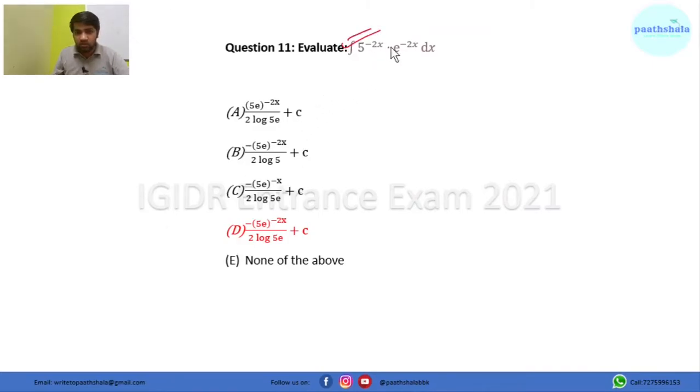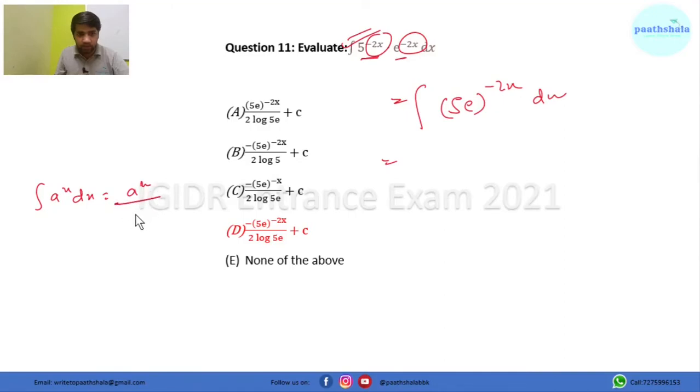To solve this question, let's look at the expression, both having power -2x minus 2. So we can rewrite it as 5e to the power -2x dx. You know the formula of the integral of a to the power x dx, that is a to the power x upon log a base e. So this will come out to be 5e to the power -2x upon log 5e.